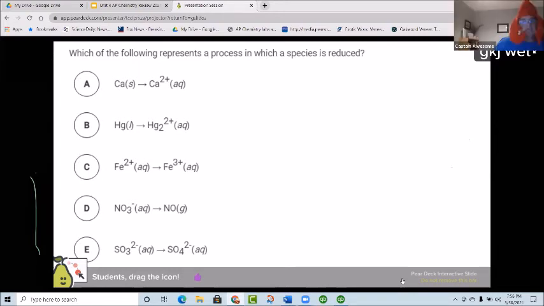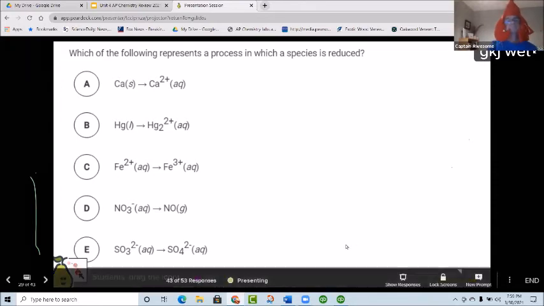On the right-hand side, letter E, you're going from a +4 state for sulfur on the left-hand side to a +6 state for sulfur on the right-hand side. So in SO3, it's a +4 state, and on the right-hand side, SO4, it's a +6. So you might want to go back through and research, how do I assign oxidation numbers again? It's been a while.